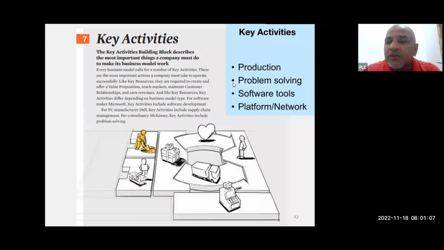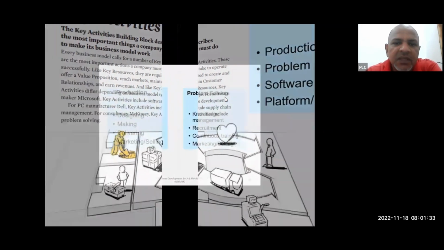The second part of this cost area is key activities that you are going to involve. This is what we call the production activity, the production process that you are going to involve. The key activities are connected with production, problem solving, and networking. So you are going to create a platform. These are the things you are going to involve in the key activities.